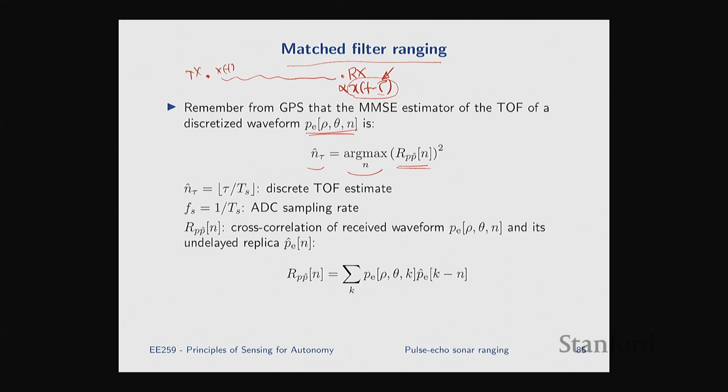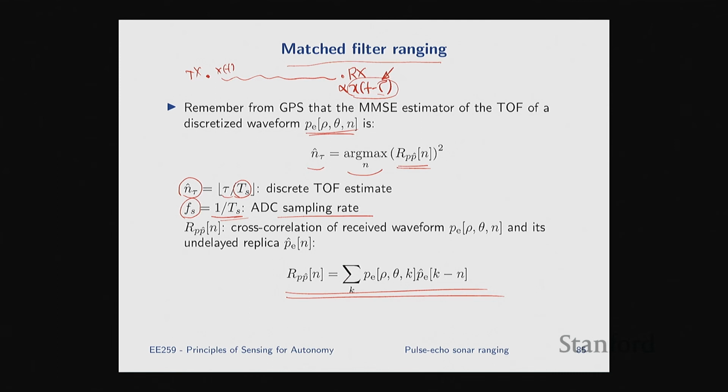It's exactly the same math and principle as what we did in GPS, so I'm not going to spend too much time on it. Again, F sub S is your ADC sampling rate, and n hat tau is the discretized index corresponding to your actual time of flight. So it's the floor of tau over T sub S, where T sub S is the sampling interval. And we all know that the correlation is given by this basically linear filter here. I'm dropping a constant factor, that 1 over k thing, because it doesn't matter. You're just looking for a peak, so you don't need to include that. But that's what it is.